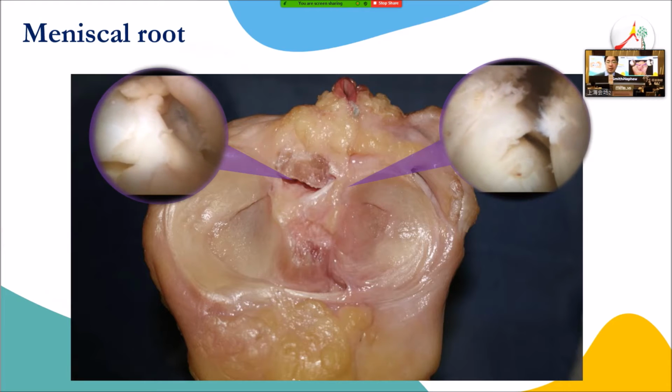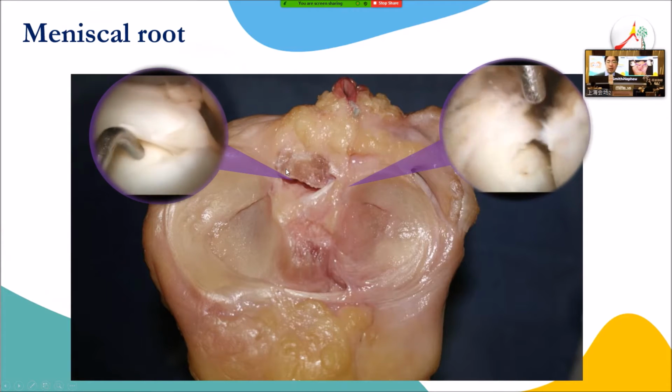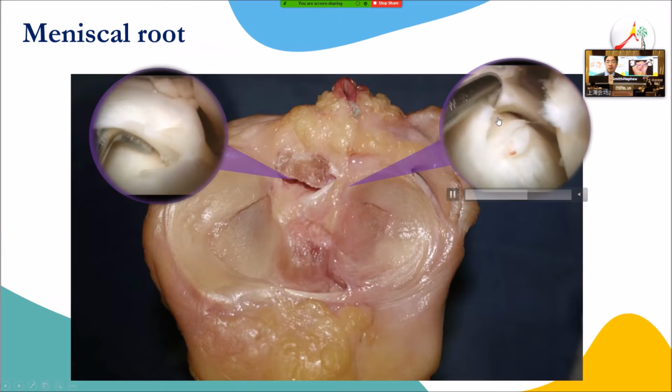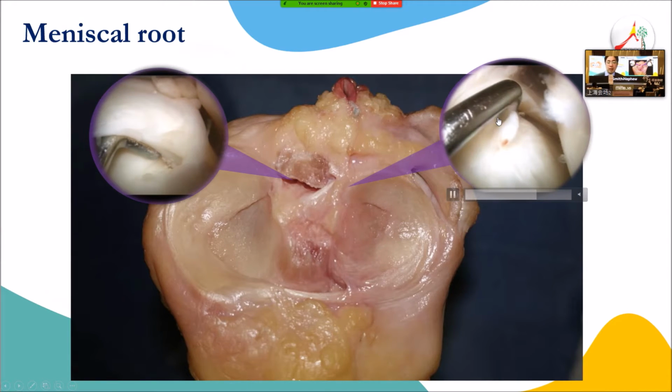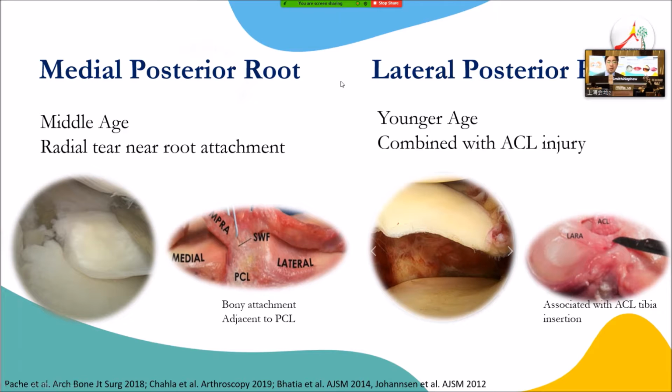Okay, so now we're talking about the root, right? The medial root and lateral root. So the root tear, as I told you, the medial side posterior root tear is common in middle age, like 40, 50 years of age, and minor trauma. This is a radial tear that is close to the root. By Laplace definition, if the tear is close to 9 millimeters, we can call this a meniscus root tear. It's a radial tear, right?